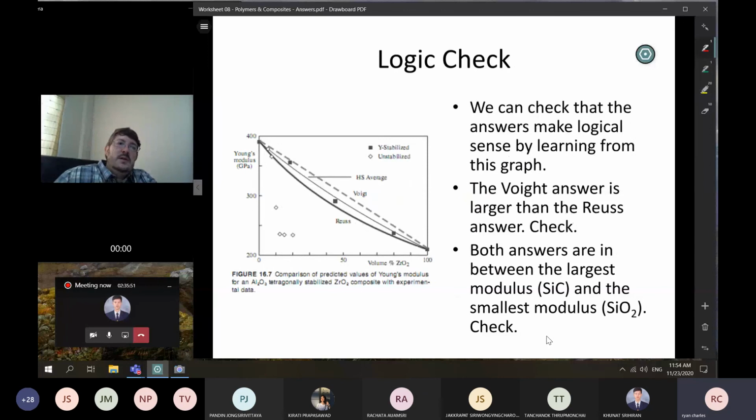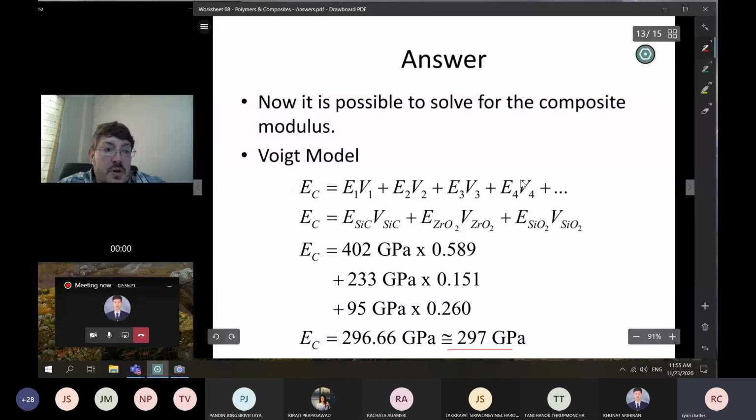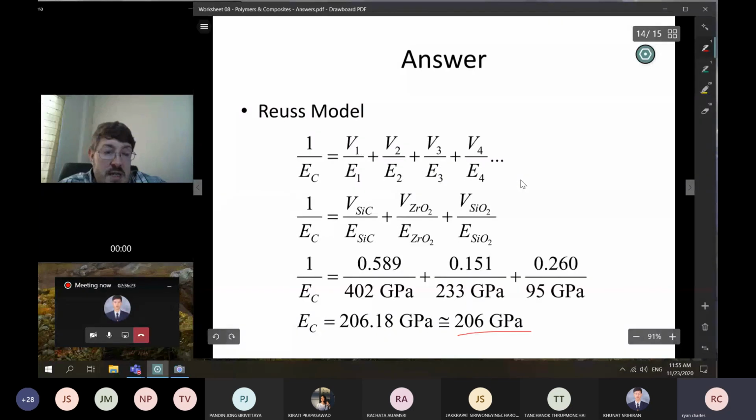Now, logic check. How do we know that our numbers make sense? You may not always be able to figure this out, but in this case, there's a few things we can do. The Voigt model is the upper boundary. It should give us the larger number. The Reuss model is the lower boundary. It should give us the lower number. 297 versus 206. That makes sense. The Voigt model is a bigger number.